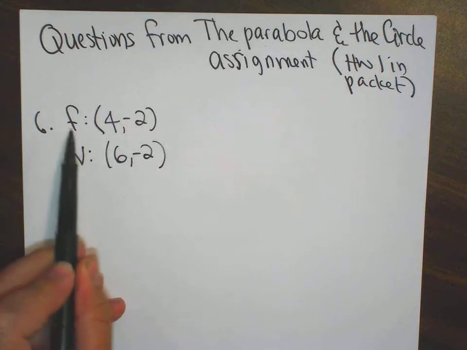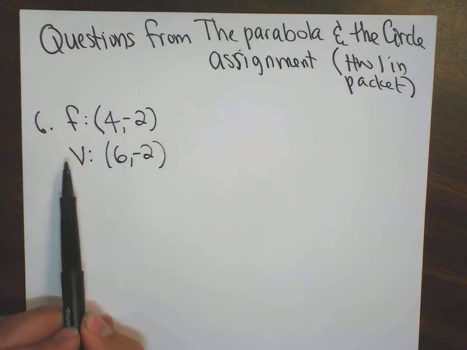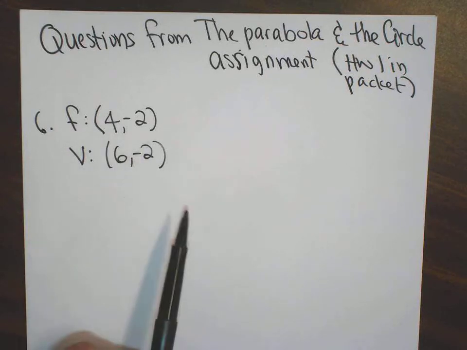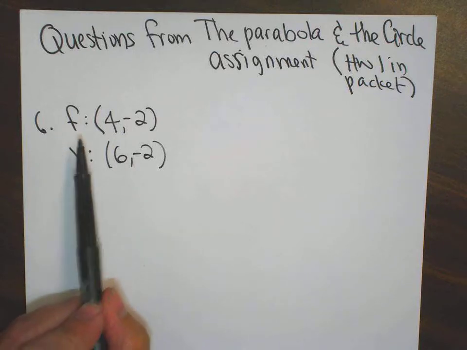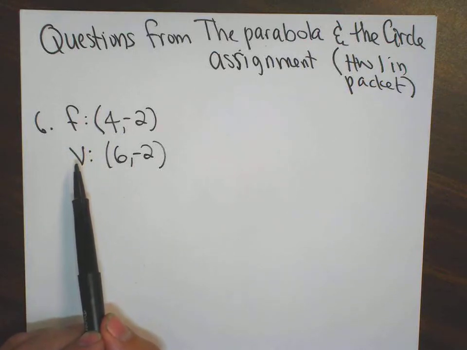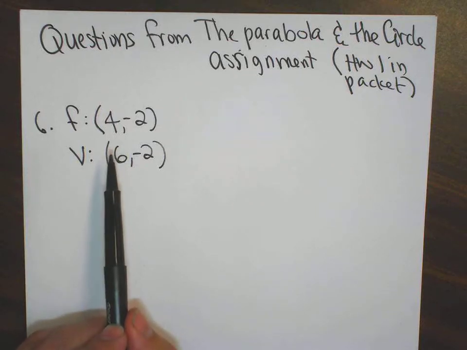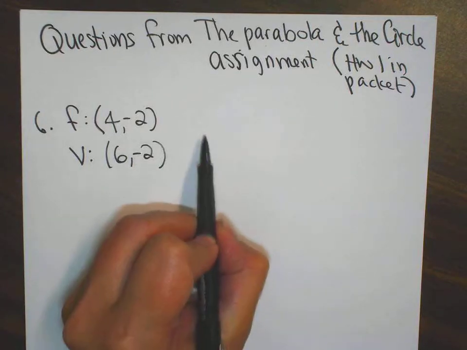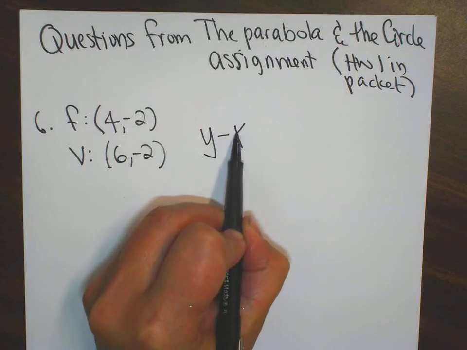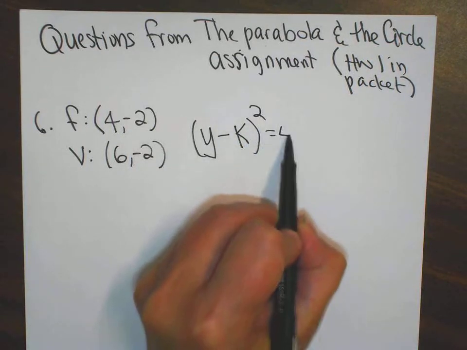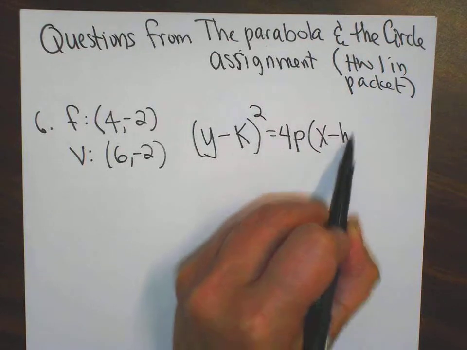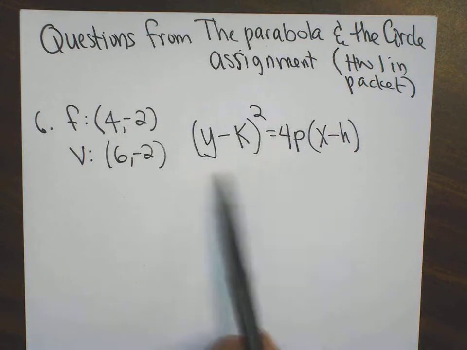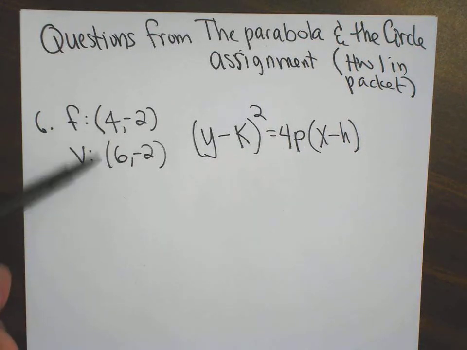So with this, the first thing that I notice when I look at this is which variable is changing. Which variable is changing, the x-coordinate or the y-coordinate? The x-coordinate is changing. So which variable is going to be dominant here? That means I have a y-dominant parabola. So what's the standard form for a y-dominant parabola? Y minus k squared equals 4p times x minus h. Okay, so we're trying to create this equation from this information.